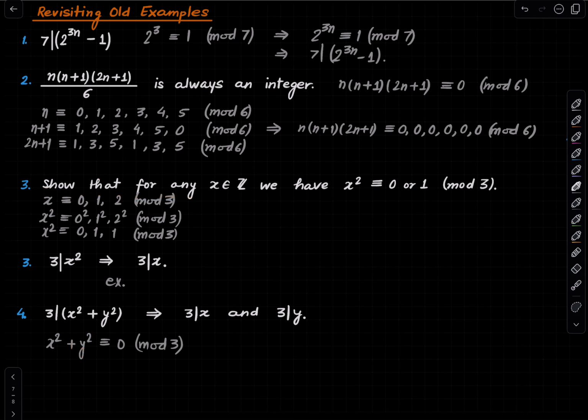So this implies x square is congruent to 0 modulo 3 and y square is congruent to 0 modulo 3. But now using the previous one, this shows that 3 divides x and 3 divides y. Right? I think this is it.